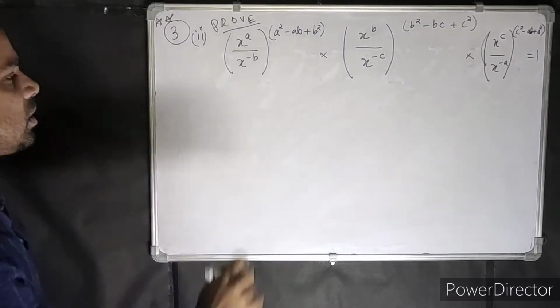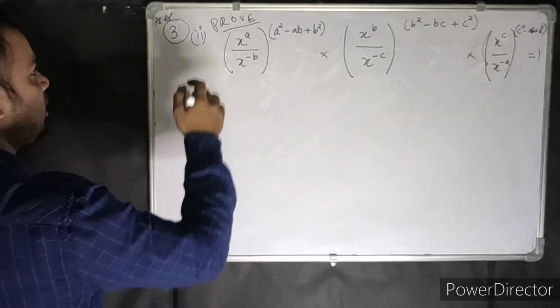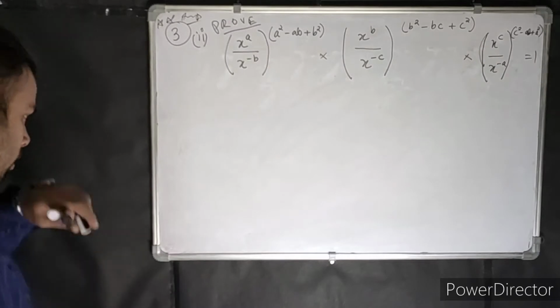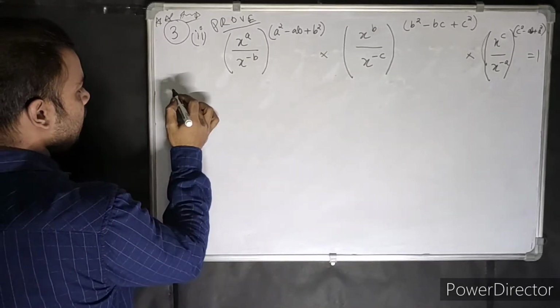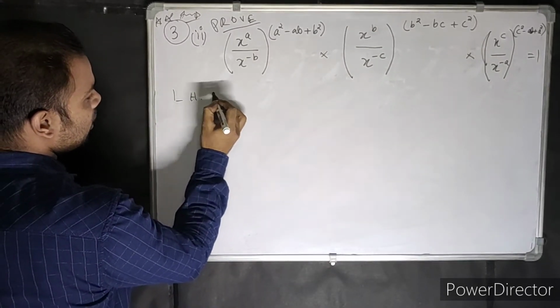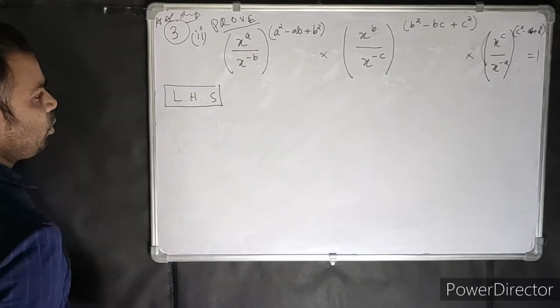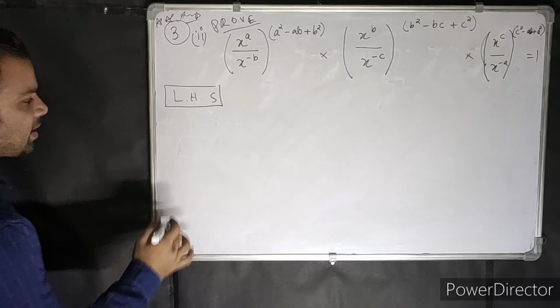Mark this question as important. These types of questions are all important, so I'll keep marking them. Put a star, write IMP. Let's start with the LHS, the left hand side. Put a box, write LHS and put a box. That's how you're going to do it in the exam.